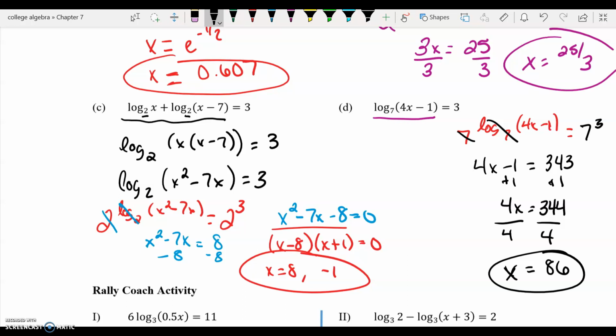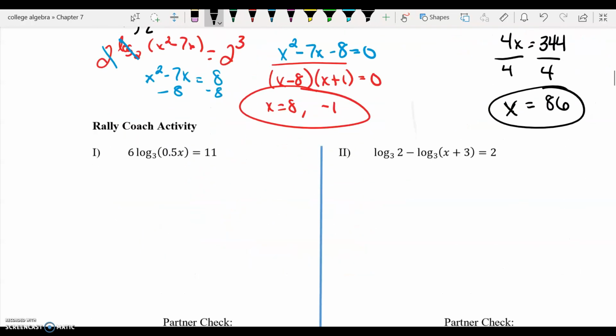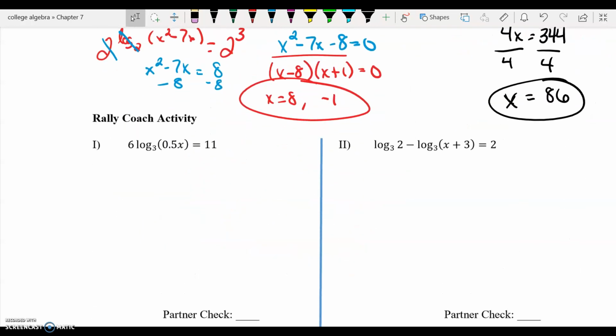All right. So that's pretty much all you're doing on these. I want you guys to do these Rally Coach problems. Do not forget, if you add, subtract, whatever it is, you can divide or multiply. So don't forget your property rules. So in this one, we're going to divide both those. So it's going to be 2 divided by x plus 3. So just as a reminder, when I set this up, it's going to be 2 divided by x plus 3 equals 2. And then you can solve it from there.